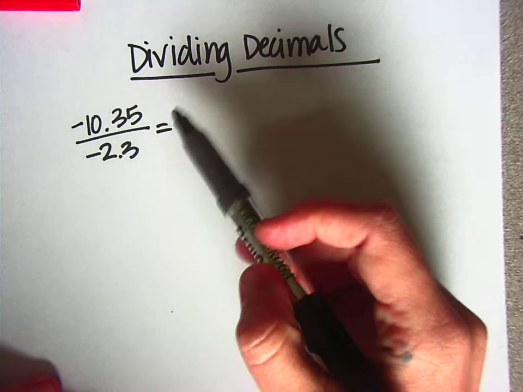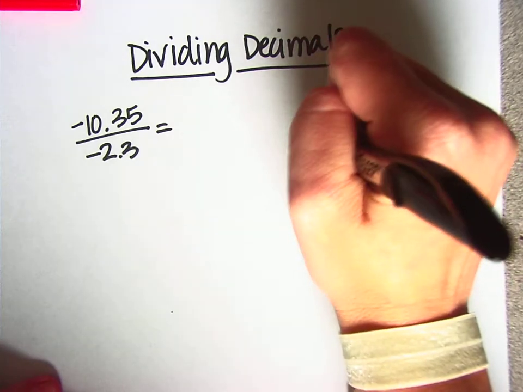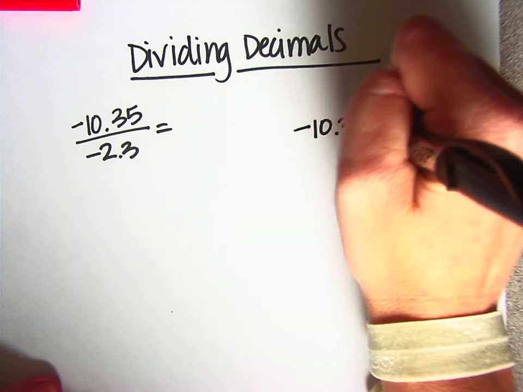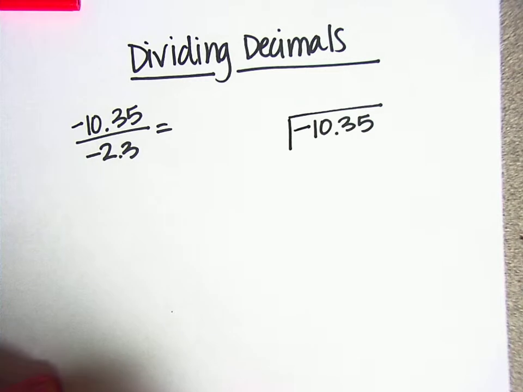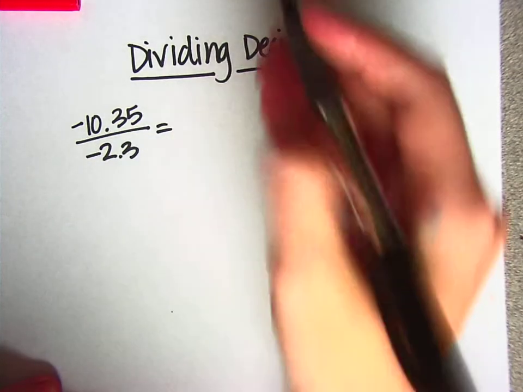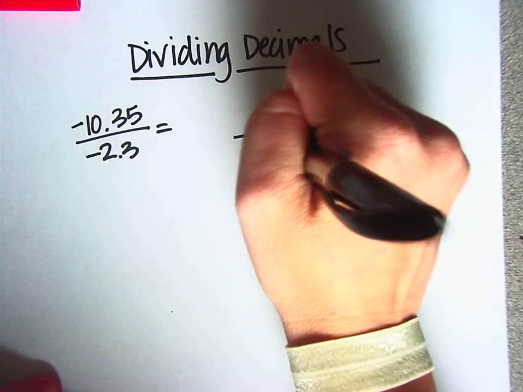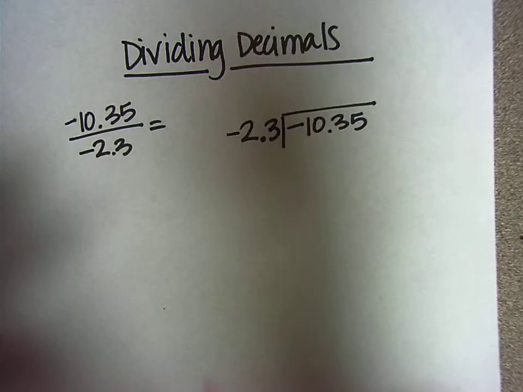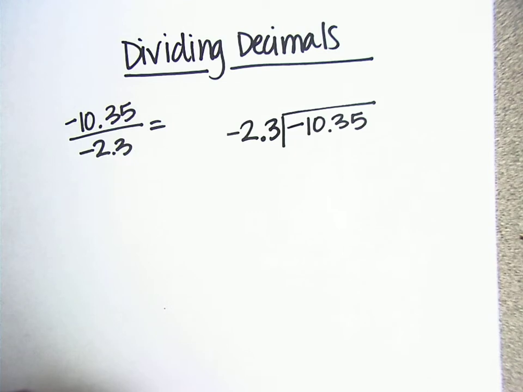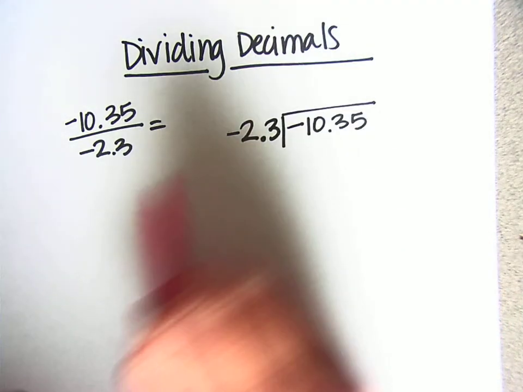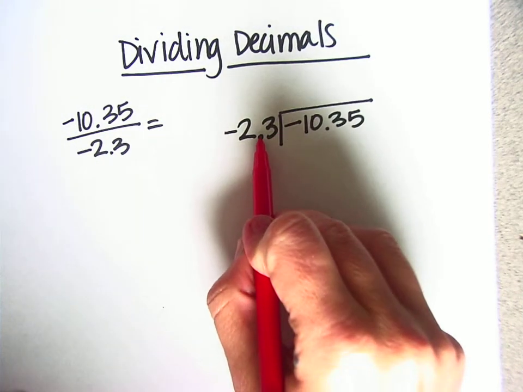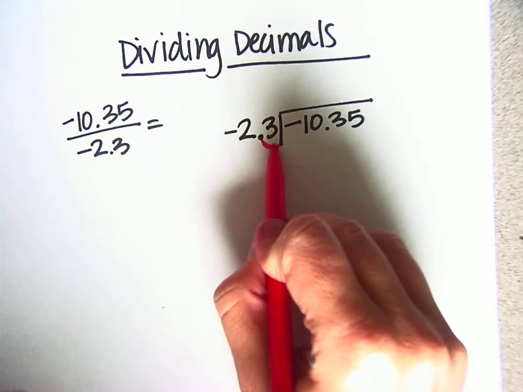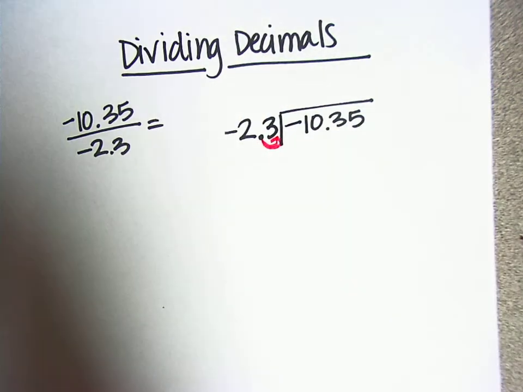So that's when we're going to use top in, bottom out. So we're going to put 10.35 inside of our house, and then negative 2.3 is going to go outside of our house. So now that we have this set up, we want to start solving it, but you need to make note of the fact that our divisor is not a whole number. So you need to make that whole. In order to make it whole, you're going to move your decimal all the way to the right.